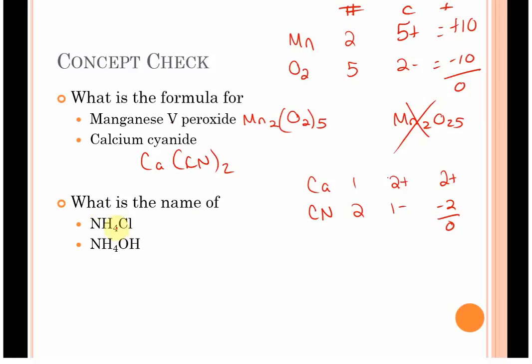Down here, ammonium doesn't have parentheses because there's only one ammonium. So the name of NH4Cl is just ammonium. Chlorine becomes chloride. This is ammonium. This ion is hydroxide, so it's ammonium hydroxide.